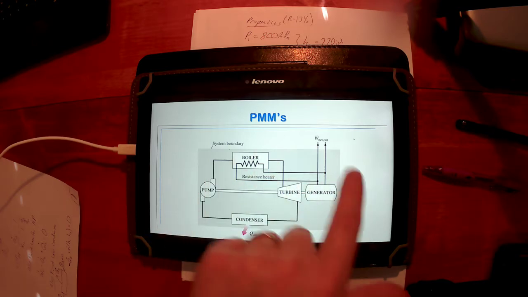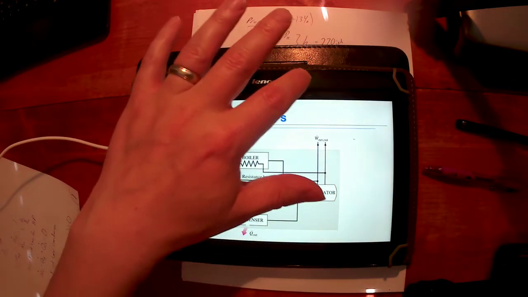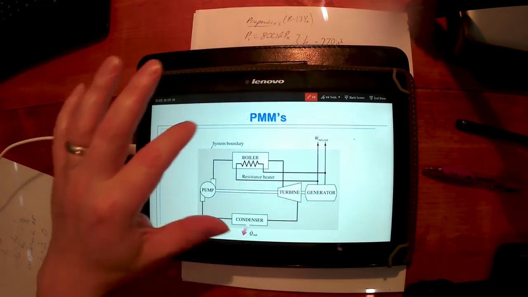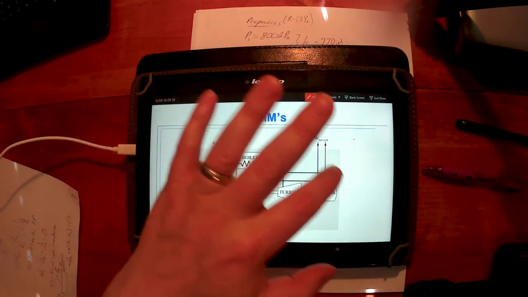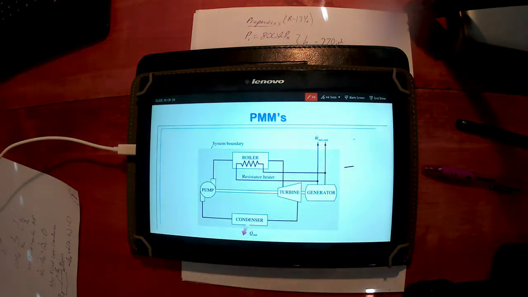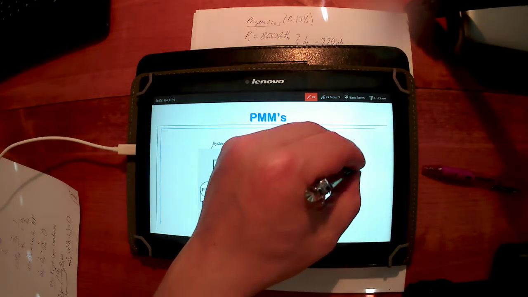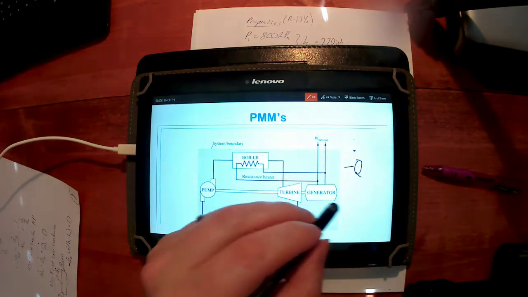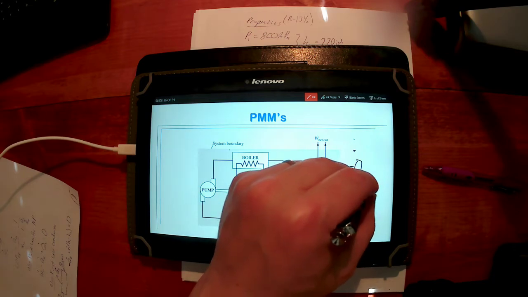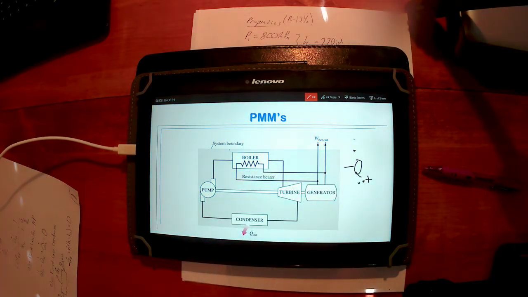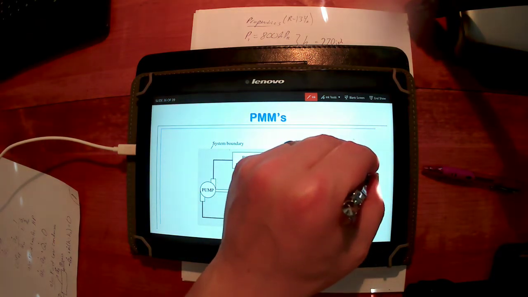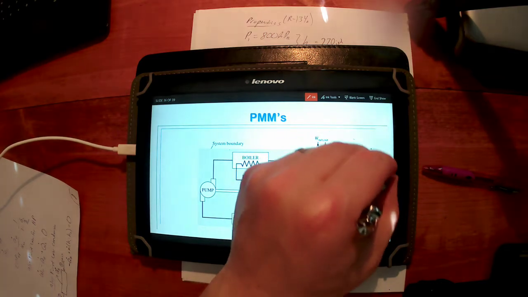Well, here's the problem. What crosses the boundary? If you look at what crosses the boundary, I've got minus Q dot out, minus power out.